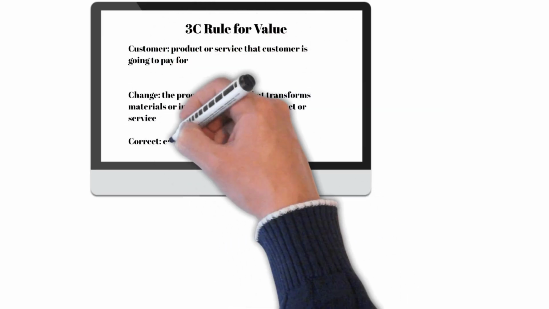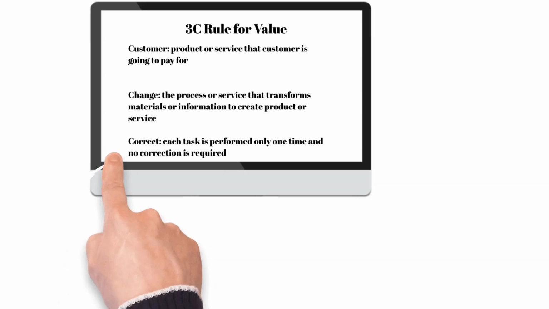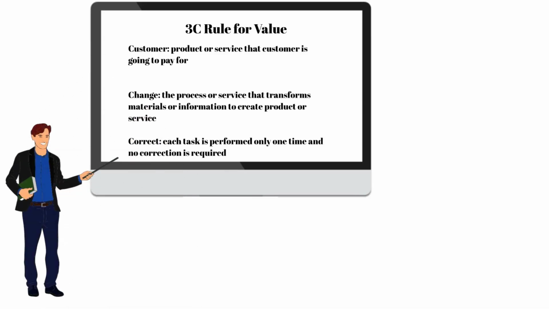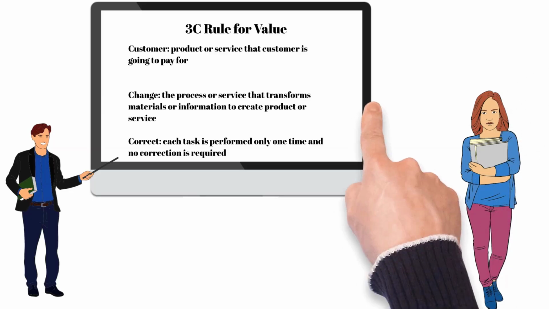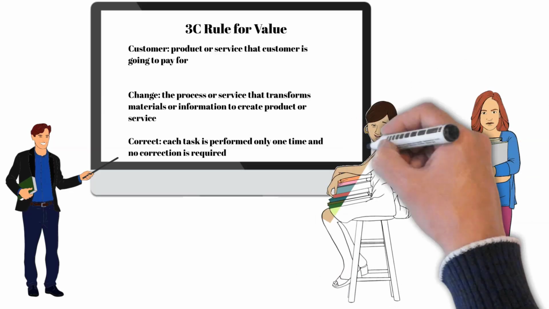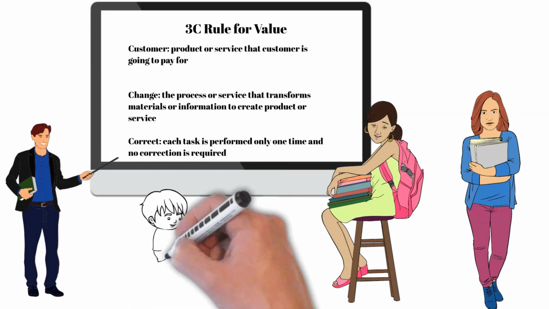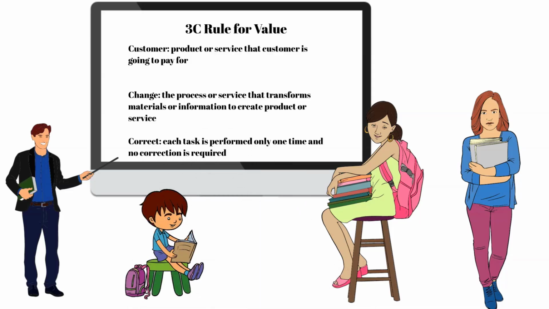To help us memorize this, there's a 3C rule of value: customer, change, correct. First C, customer, product or service that the customer is going to pay for. Second C, change, the process or services that transforms materials or information to create product or service. And the third C, correct, each task is performed only one time and no correction is required.